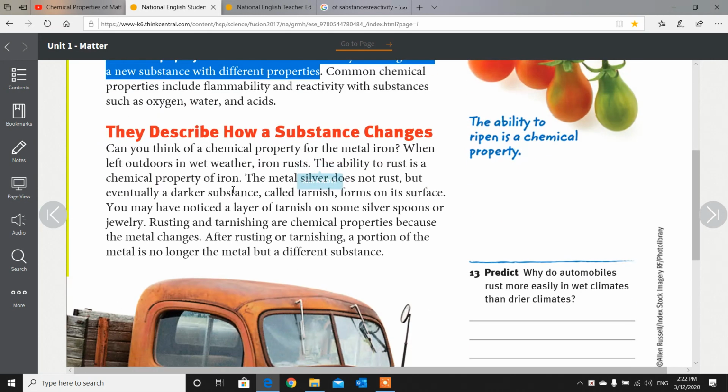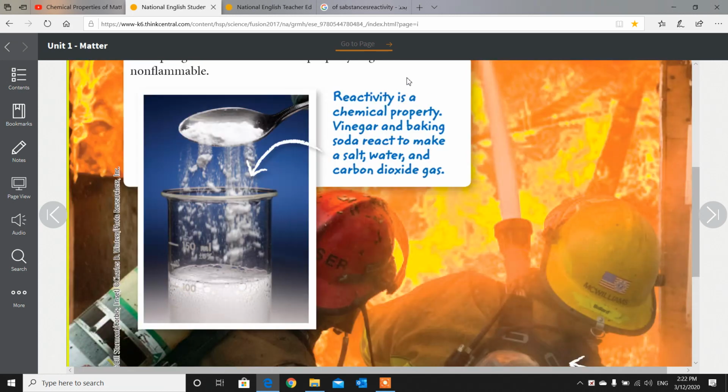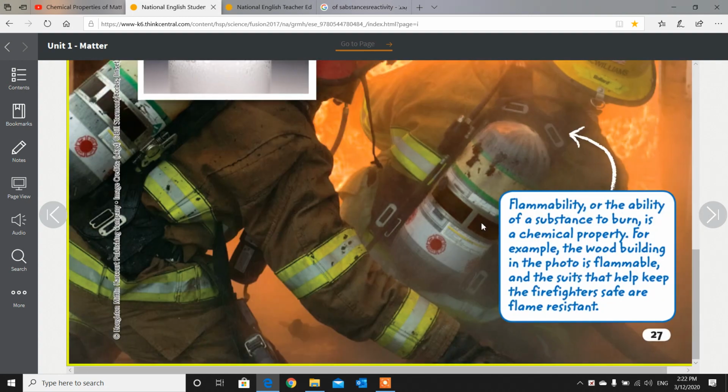So we have to know the chemical properties, and we have to know the iron rust is an example of chemical properties, and also the silver that we said it's tarnish and does not rust. Also, you have to know the reactivity is a chemical property, and we saw an example: the vinegar and baking soda react to make salt, water, and carbon dioxide gas. And also flammability, or ability of a substance to burn, is a chemical property.